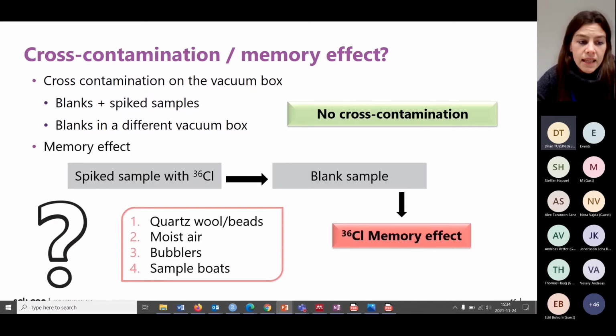Then we tested the possible chlorine-36 memory effect, spiking samples with chlorine-36 tracer and then running blanks afterwards. We confirmed this chlorine-36 memory effect, and then we looked for the reason, or the possible parameters that were influencing it. In our case, we hypothesized that these were quartz wool and quartz beds, moisture, bubblers, or sample boats.